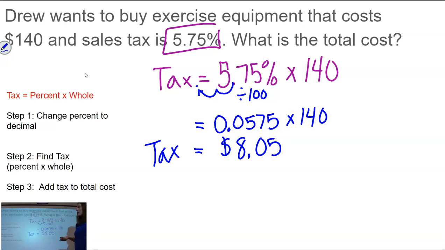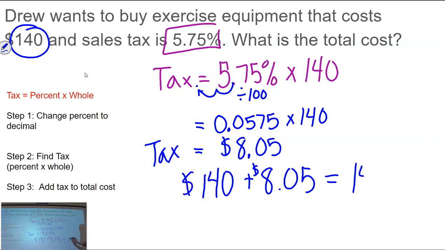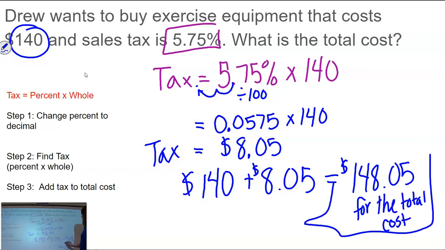So what do I have to do next? I take my $140 and I add my tax to it to get the total cost. So I have 140 plus 8.05, and this will give me my total cost, which is $148.05. Isn't that awesome? Okay, let's go to the next one.